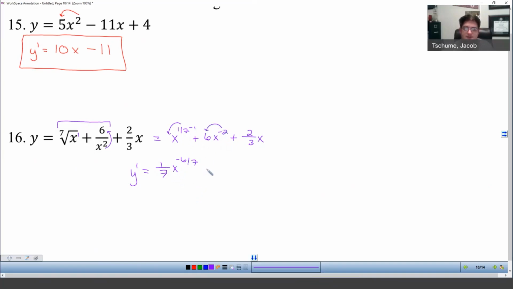Negative 2 times 6 is negative 12. Subtract 1 from the power, and that's negative 3. And just like the minus 11x in number 15, when you have a number being multiplied by x, remember the derivative of x just goes to 1, so your derivative here would just end up being 2/3, because 2/3 times 1 is just 2/3. And very good. So make sure that if it's not in the right form for you to use the power rule, you rewrite your terms before you do that.